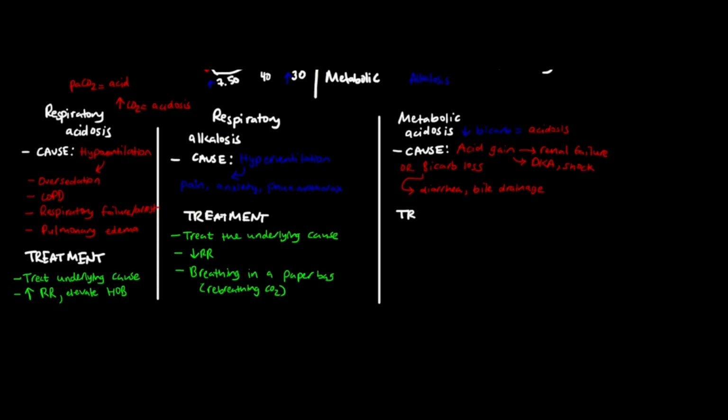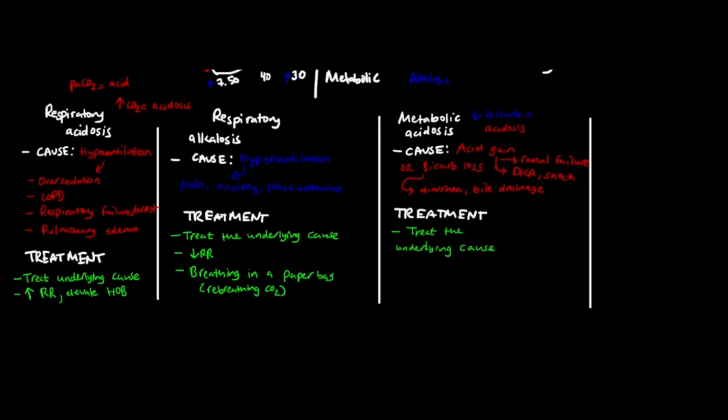So then for the treatment, you of course want to address the underlying issue. So let's say someone is in the state of metabolic acidosis, and the cause is DKA, diabetic ketoacidosis. So by treating DKA with fluids and insulin, that's going to help stabilize the patient and remove them from a state of acidosis, metabolic acidosis.